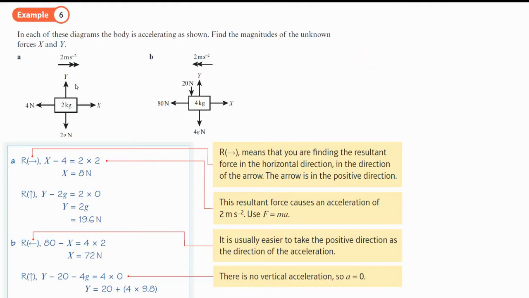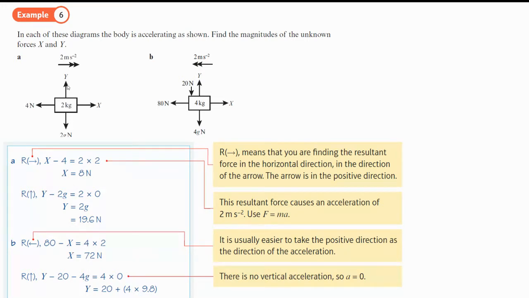Okay, so if we just consider horizontally, then we know it's accelerating to the right, which means that x is going to be bigger than the 4, which means that the resultant force is going to be x take away 4. If it was traveling in the other direction, then it would be 4 take away x. Okay, so that's how you know which way round to write that, but that's going to be the resultant force horizontally. Force equals mass, which is 2, times acceleration, which is also 2. They're both given to us in the question. So F equals ma, and just rearranging that, because this bit's equal to 4, add on that 4, you're going to get x is 8.